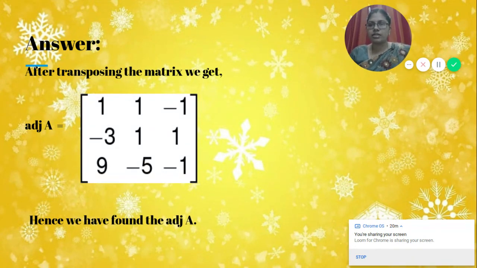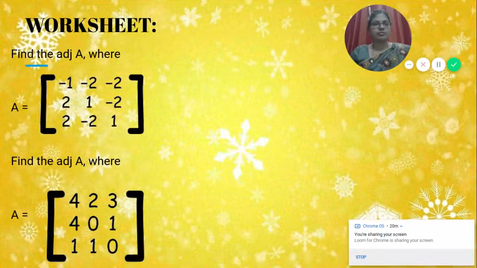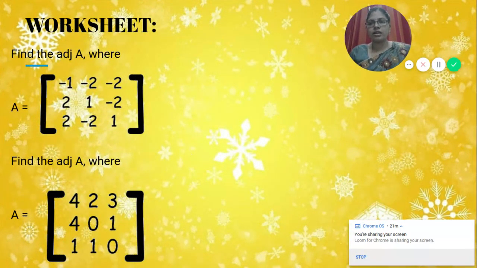So these are the steps you have to follow to find the adjoint of A in method 2. I'll send this PPT in GCR. You can have a look at it. If you have any doubts, you can clarify seeing this PowerPoint presentation. This is a worksheet. I'll also send it in GCR. You have to work it out and then send it in GCR.